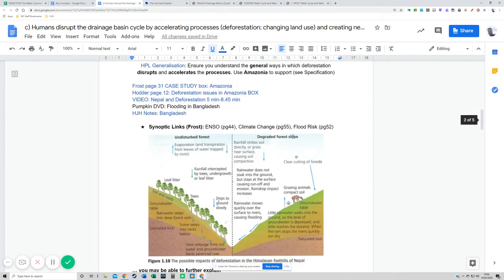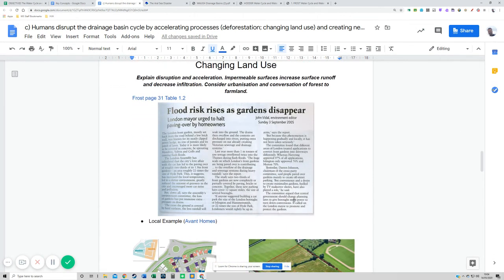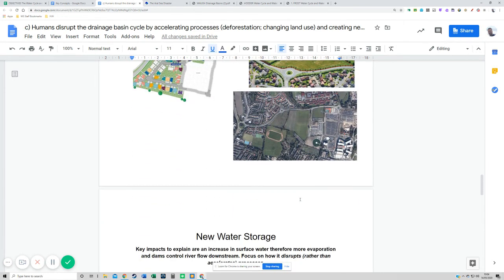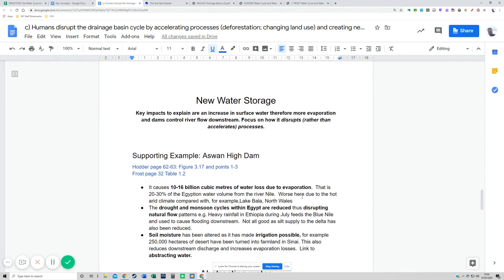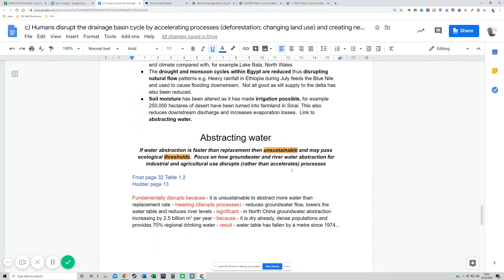So deforestation, it's just a case of making sure you understand that one. Changing land use we've gone through. It's just a case of writing something up which fully explains how it might disrupt the water cycle. New water storage, again, we've discussed it. You've got the information you need there. And don't forget the textbook, particularly the Frost one's quite good on that, with the table which summarises those changes. Remember, focus on the disruption there and possible acceleration up to a point.